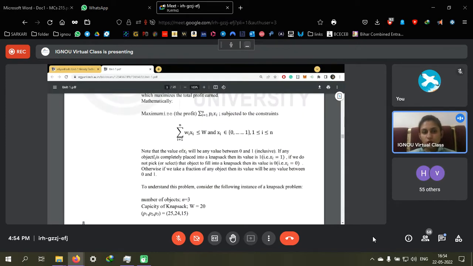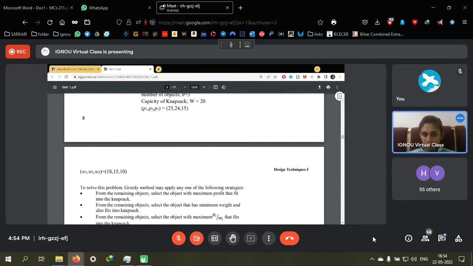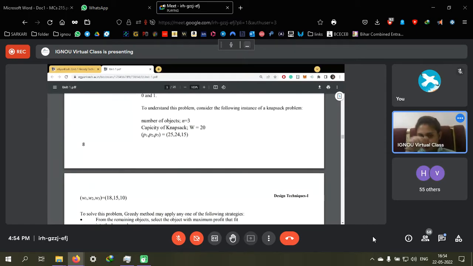Right? So here we have, for example, consider one example. The number of objects n is equal to 3. We have 3 objects, and we have a knapsack.